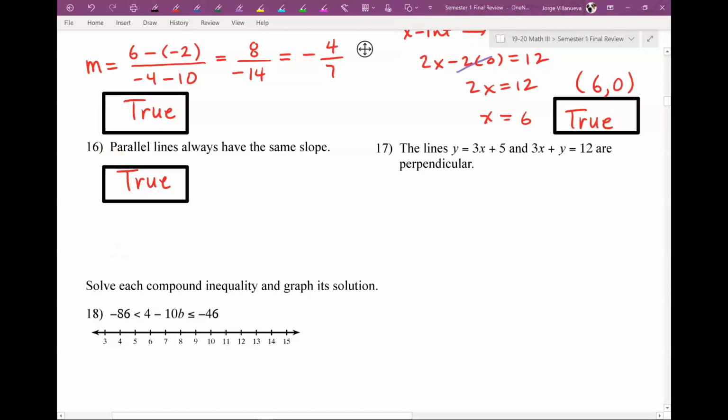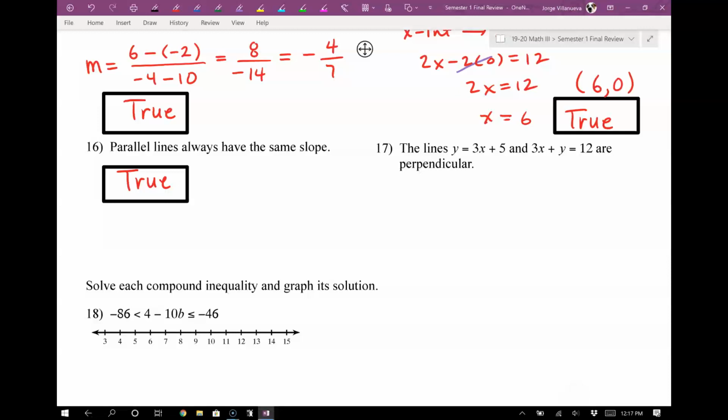What's the name of the lines that have opposite reciprocal slopes? You guys remember? If the slopes are opposite reciprocals of each other, that means that they are what kind of lines? Perpendicular, okay? So you might want to write that down in your notes. Perpendicular lines have opposite reciprocal slopes. I always say flip it and switch it, right? But opposite reciprocals. All right, number 17.